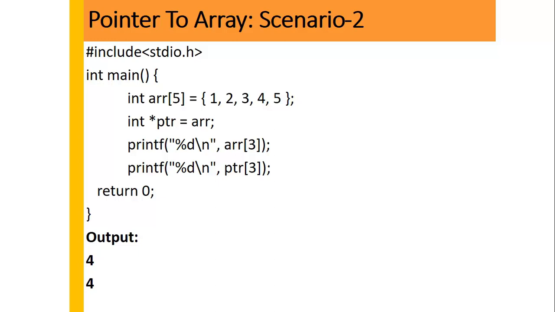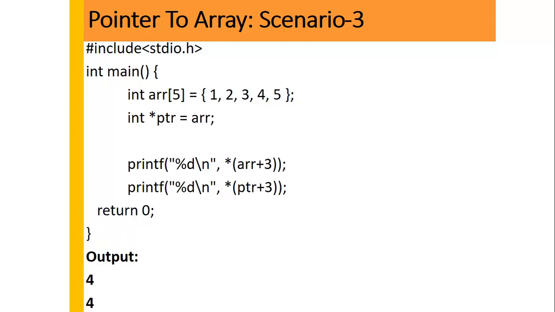Let's move to the third scenario. In the third scenario, we are making a slight change in the representation of the same thing. We have the same array, same pointer, and the first address of the continuous memory allocation of the array is given to the pointer ptr, and we are printing the fourth element. But the way we are printing is in the form of a pointer. Now ARR has the first memory address. We add 3. Therefore, the memory address has been incremented by 3 into 4.